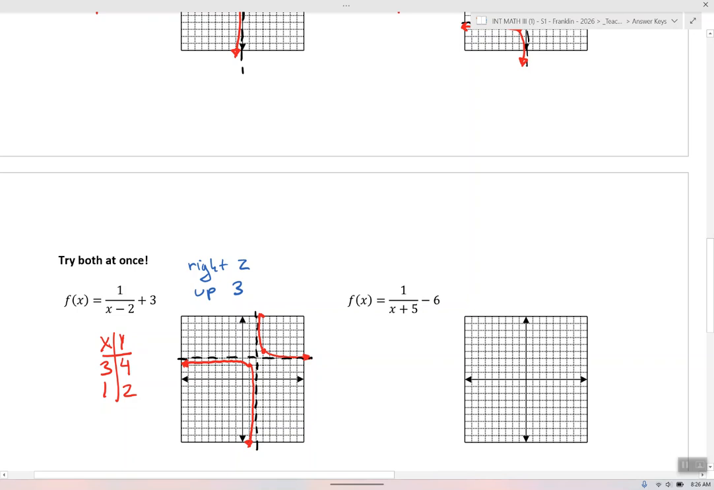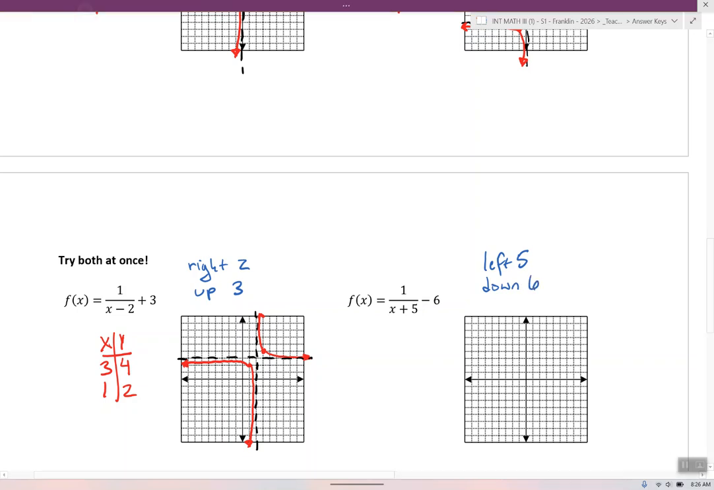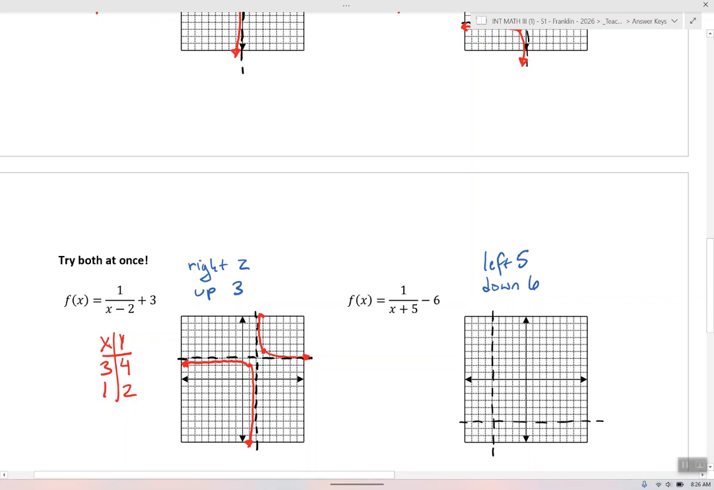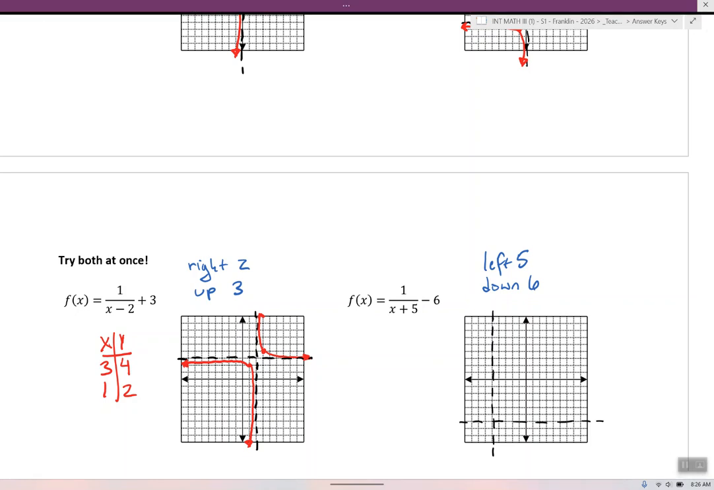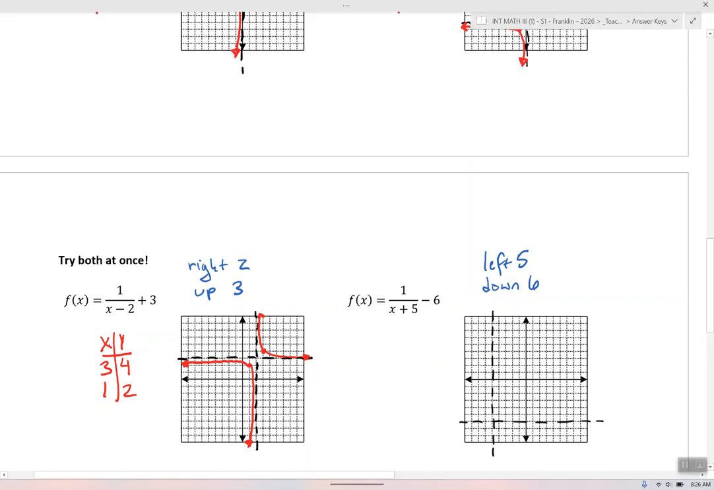And let's try one more. X plus 5 in the denominator will go left 5, and minus 6 outside the fraction will go down 6. So I should have my vertical asymptote at negative 5, my horizontal one at negative 6. Not sure why I said positive. Just like that. And again, let's check these corner points.